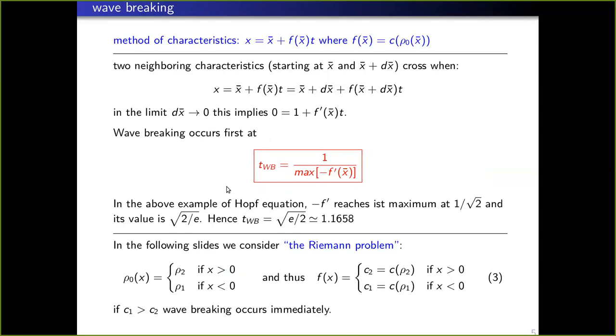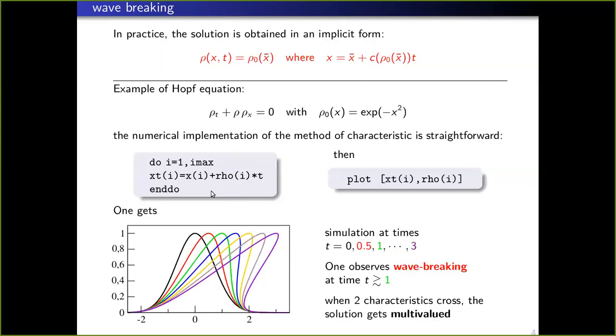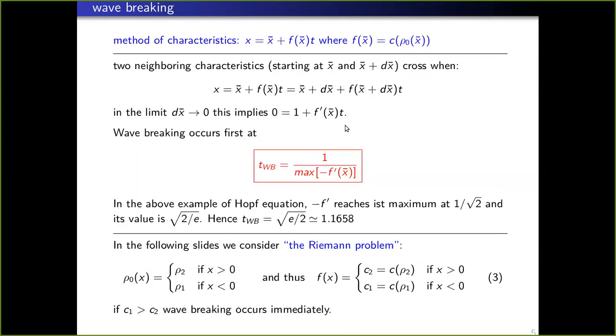So for instance, in the above Hopf equation, remember we had the Hopf equation and this initial distribution, minus f prime has its maximum at x equal to 1 over square root of 2, and its maximum is square root of 2 divided by e. Hence, the wave breaking time is square root of e divided by 2, which is 1.17. Slightly larger than 1, as we had seen. So this is the time after which we can no longer trust the method of characteristics. But before this time it should work.